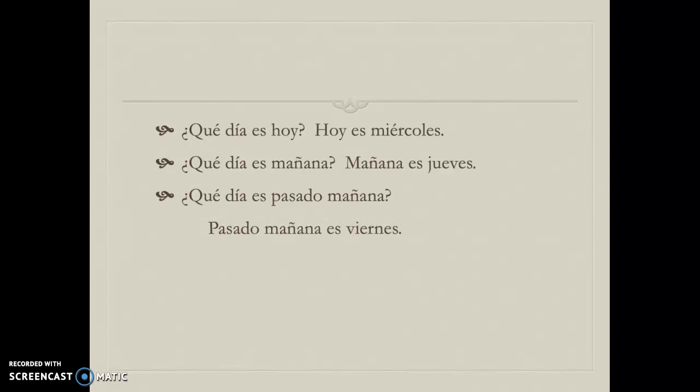Pasado mañana es viernes. Pasado mañana means the day after tomorrow. So what day is the day after tomorrow? The day after tomorrow is Friday.